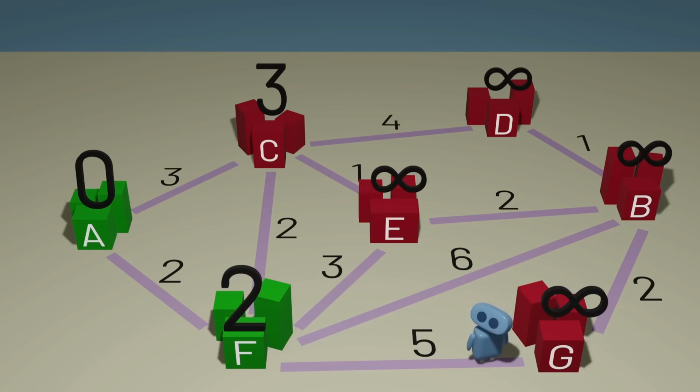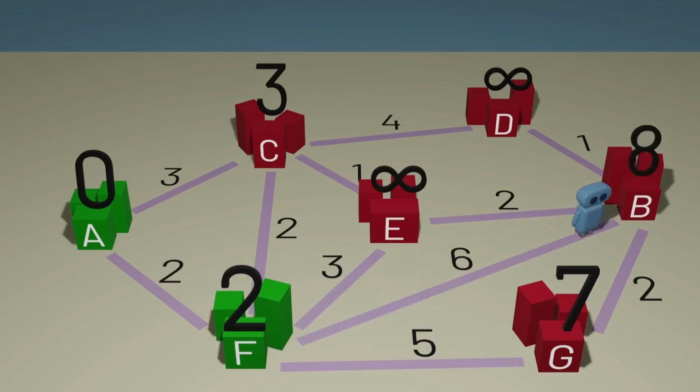So, if we can get to town F in 2 minutes, we can get to town G in 7 minutes. The sum of those two values. Likewise, we get to town B in 8 minutes, and we can get to town E in 5 minutes.